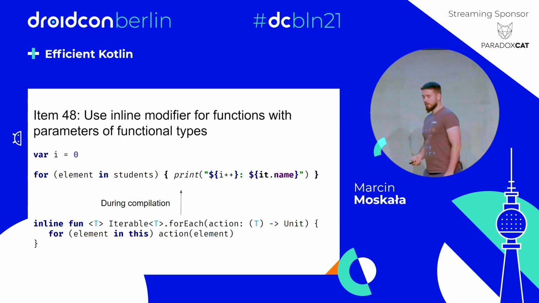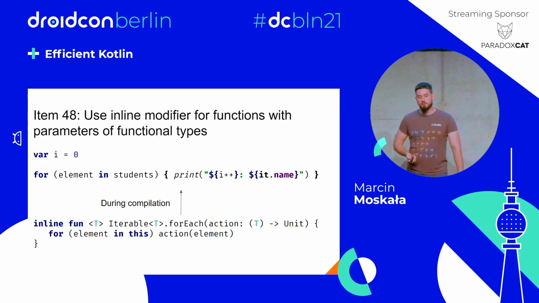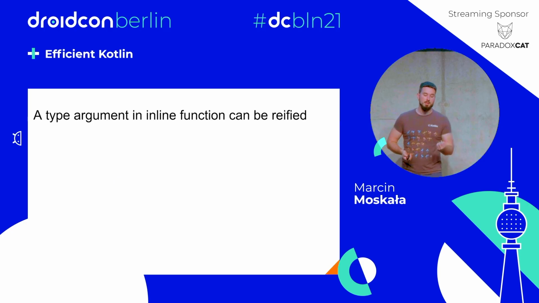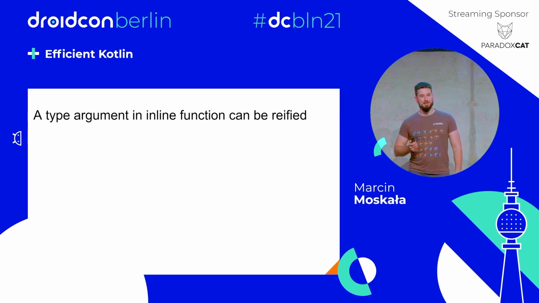And that's why we use the inline modifier, but primarily for functions with parameters of functional types. It is not needed for other functions, except for a few cases. One big advantage of this inline modifier is that it makes it possible to use reified type arguments.